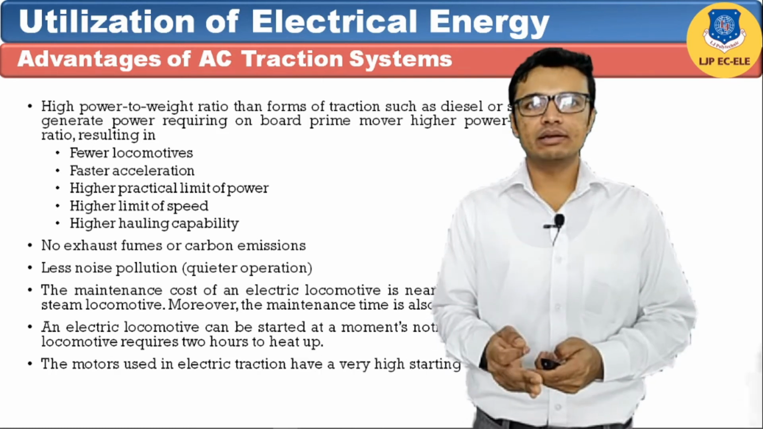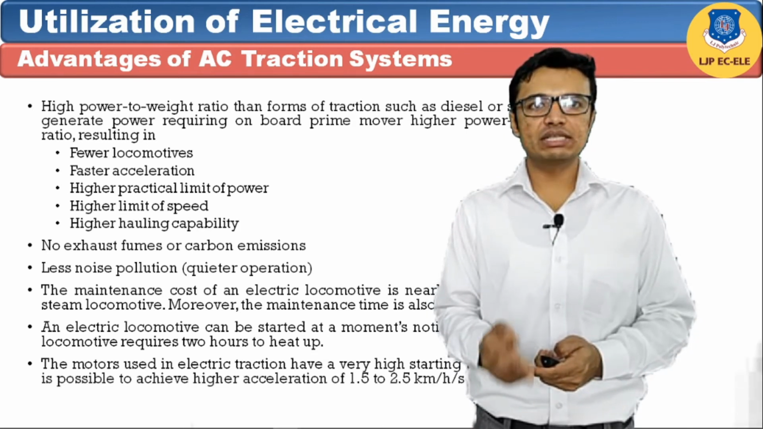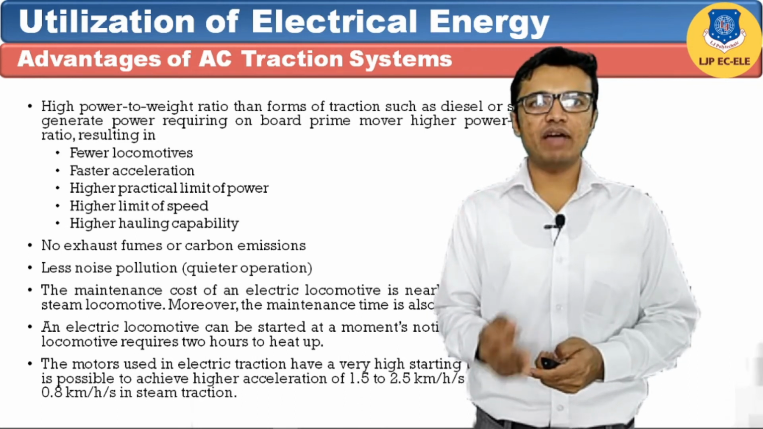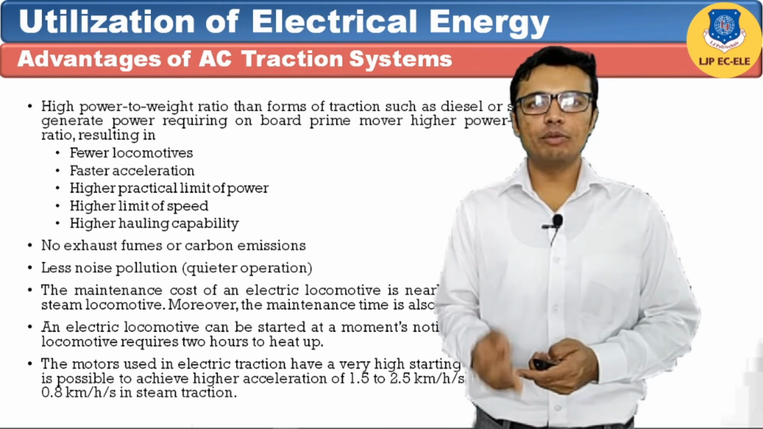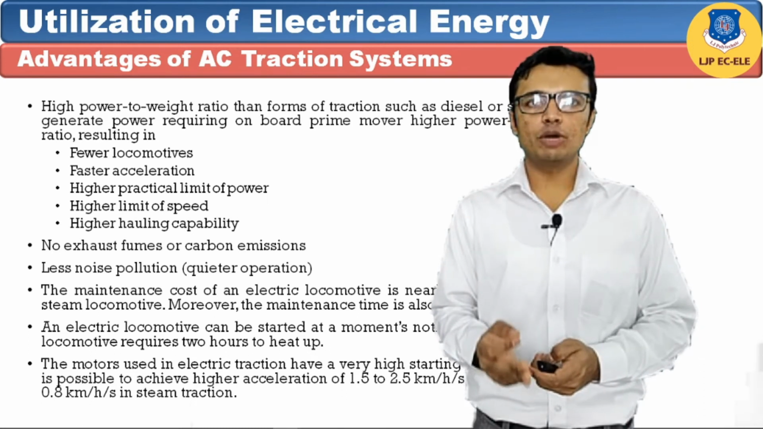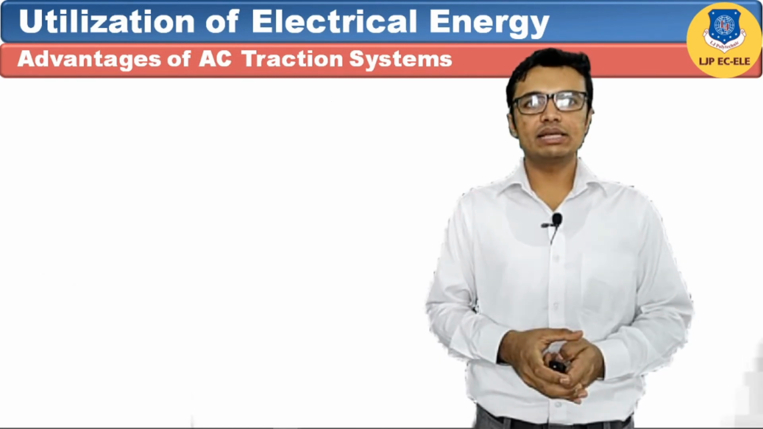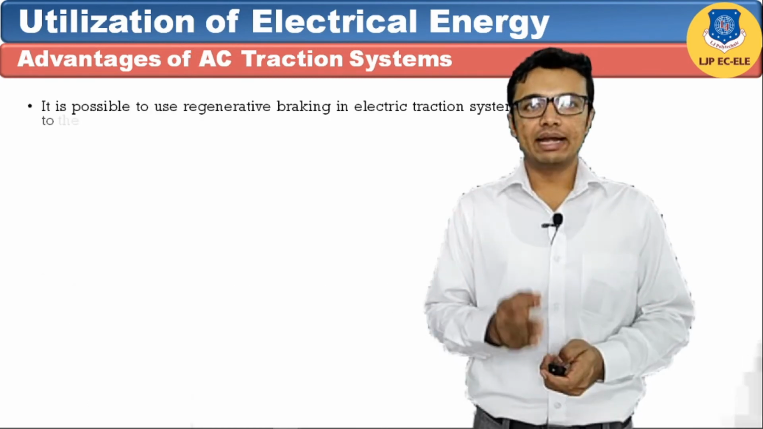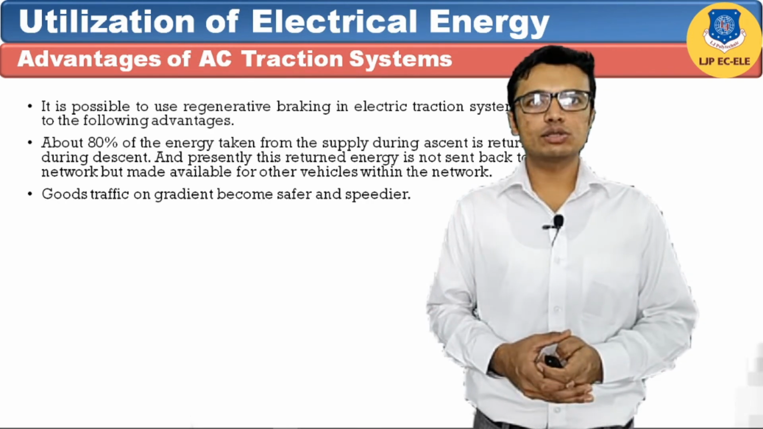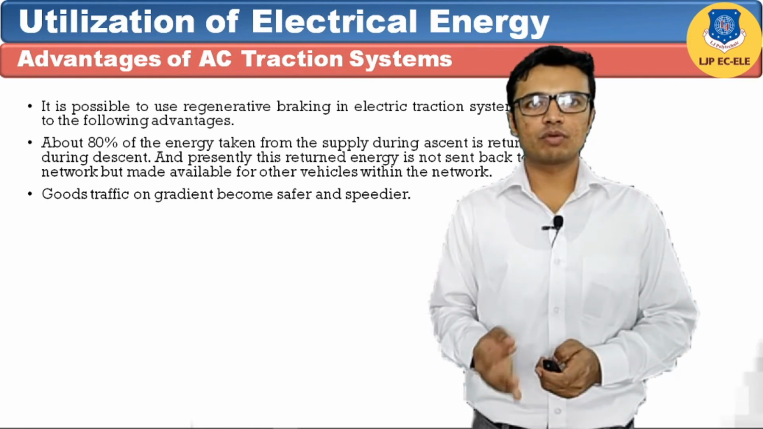The motor used in an electrical traction system has a very high starting torque, which makes it possible to achieve a higher acceleration of around 1.5 to 2.5 km per hour per second, as against 0.6 to 0.8 km per hour per second in steam traction. Let's see the other advantages. It is possible to use regenerative braking in electrical traction. It also saves energy, around 80% of the energy taken from the supply.